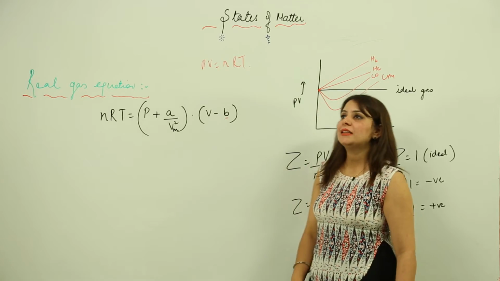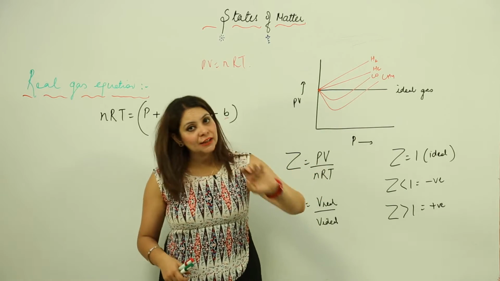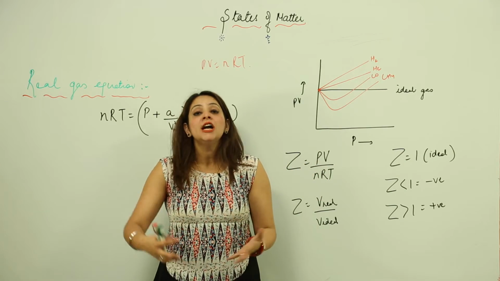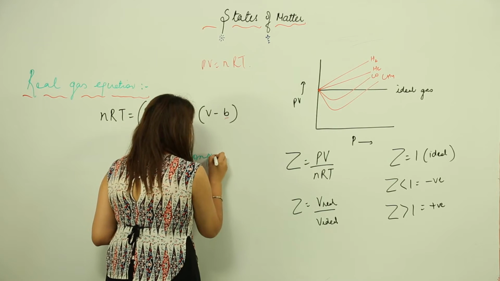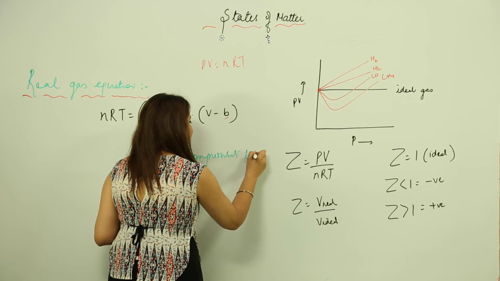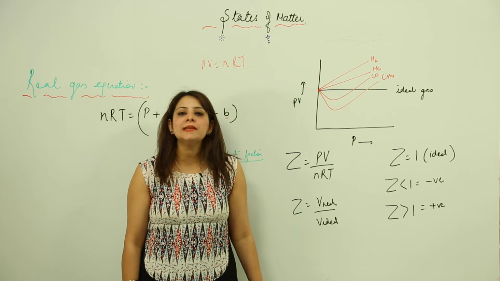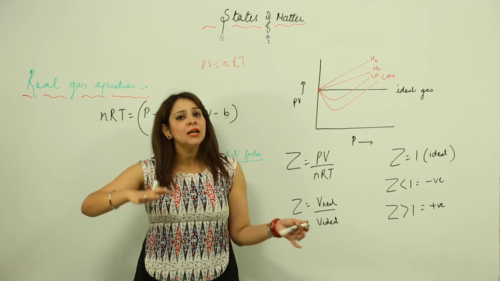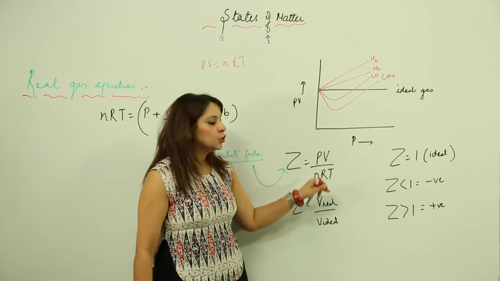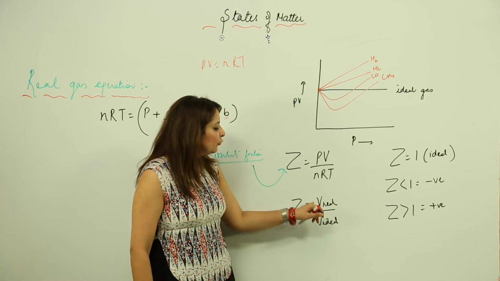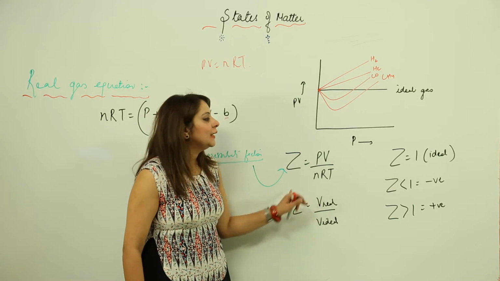Now, as you all know, real gases deviate from ideal behavior. To understand up to what extent real gases deviate from ideal behavior, we have a new term called the compressibility factor. It shows us how much the real gases can deviate from ideal behavior. It is indicated by Z, and it is the ratio of PV to nRT, or we can say it is the ratio of the real volume of a real gas to the volume of an ideal gas. So this is Z.